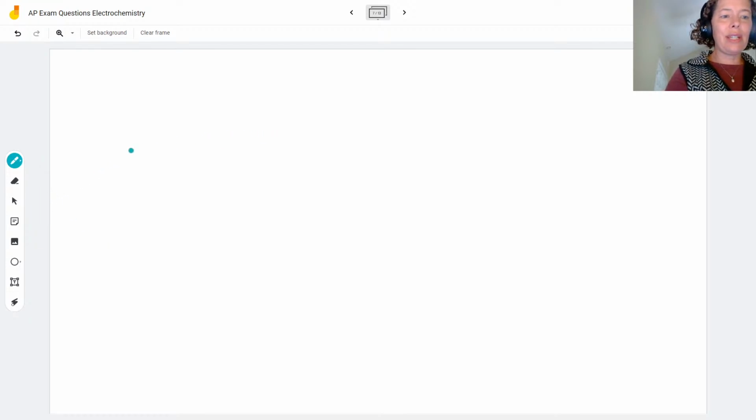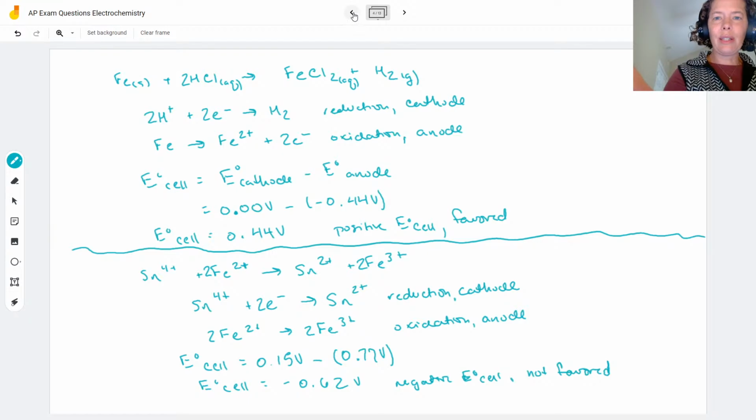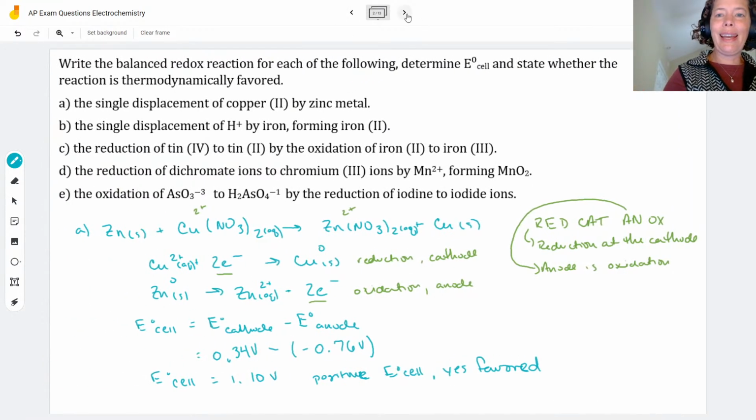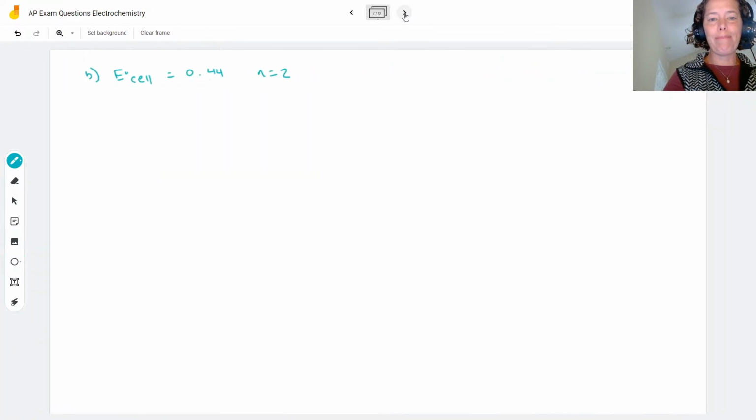All right, so coming back around here for part B. Our E cell for this one was 0.44 and our N equals 2. Again, let's go back and check so you can trust me with this. So here is, is that one part B? I think that one was part B. Yes, I should have labeled these. Okay, this one was part B. So yes, here is our E cell. Again, you can see we're transferring 2 electrons. So that is where our N comes from. So N equals 2.